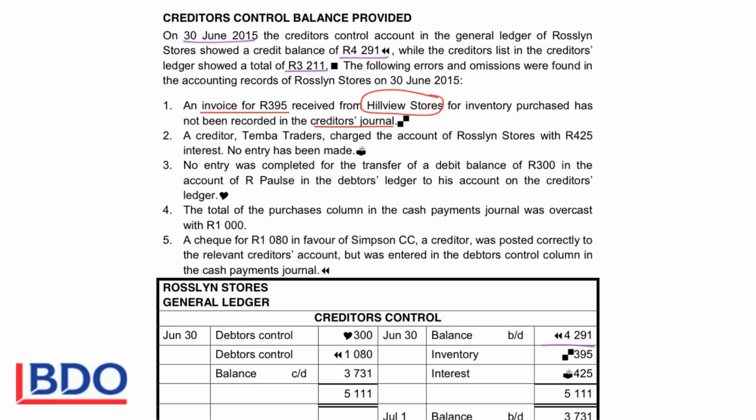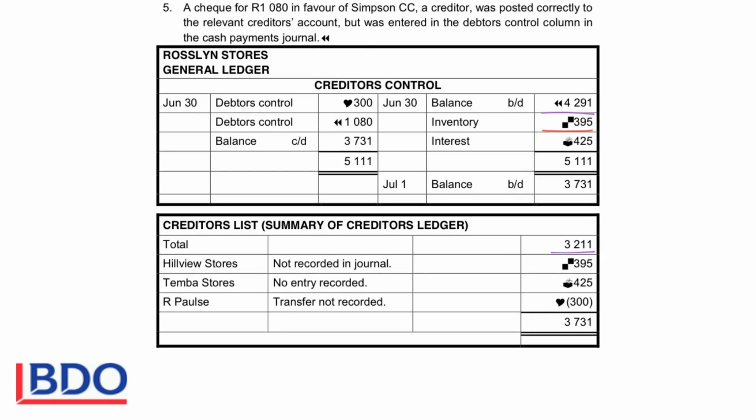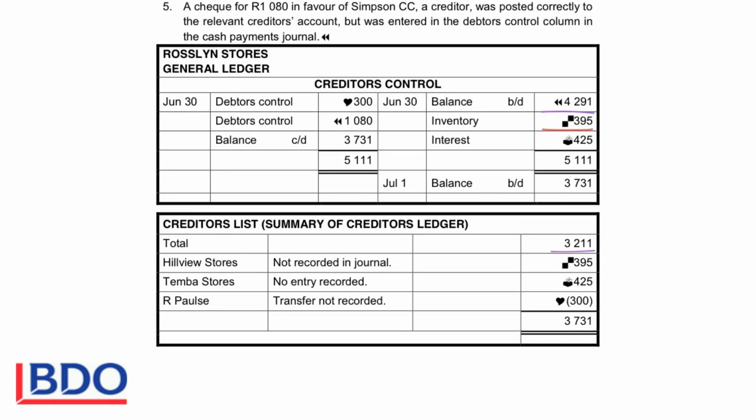So the creditors control account will be credited with 395 to show that we owe more money to the creditors because we did not record this invoice. In the creditors control account, we will credit with 395 to indicate that the creditors must increase with 395 because we didn't record the entry. And in the account of Hillview Stores, we will also increase the account on the credit side with 395 Rand.